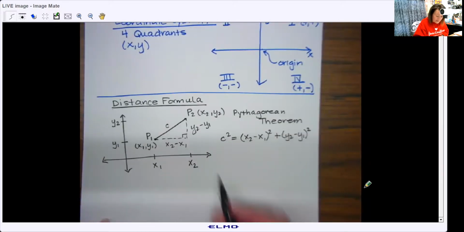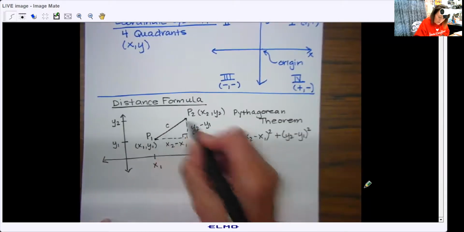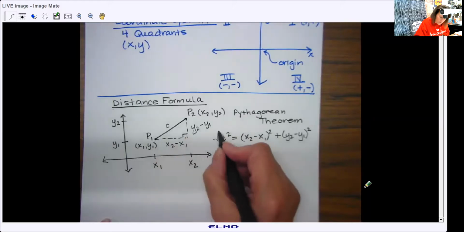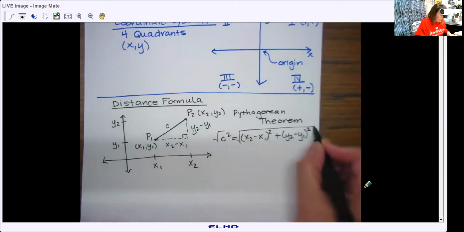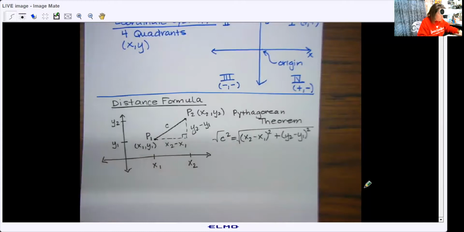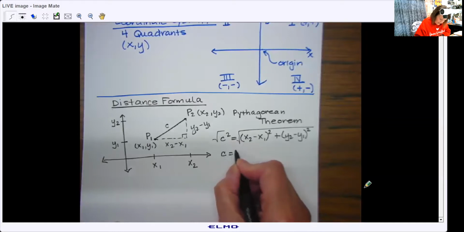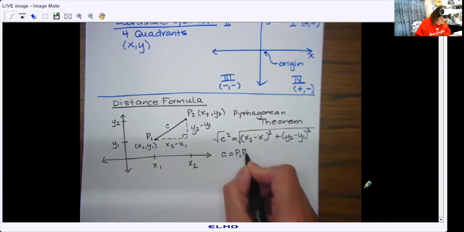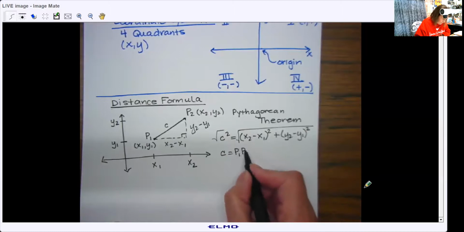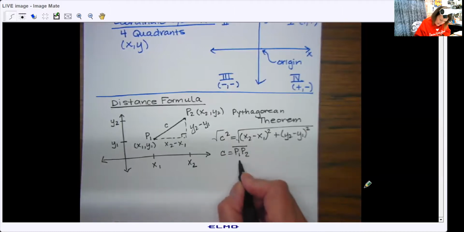Now, let's solve for C. We just want C. We don't want C squared, so we would have to take the square root of both sides. And when we do that, we would end up getting that C, which is actually the distance from P1 to P2, which your book writes with distance notation.